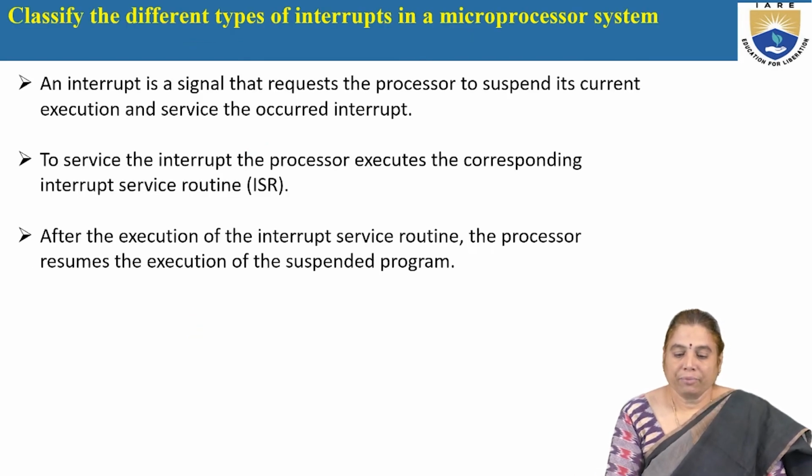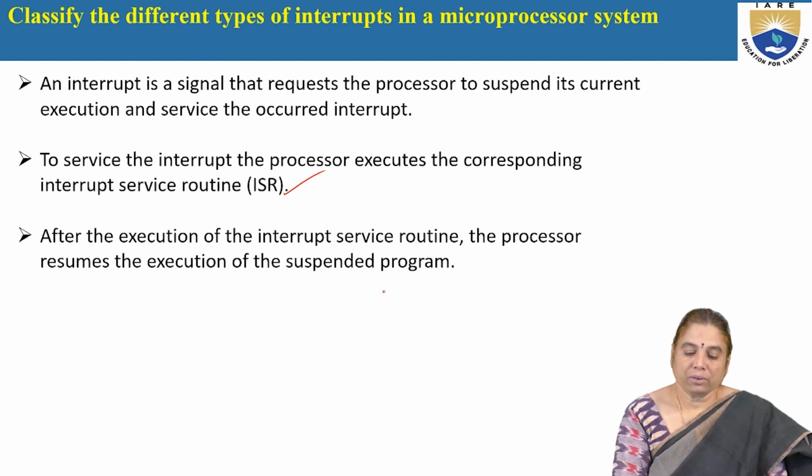Next, classify the different types of interrupts in a microprocessor system. An interrupt is a signal that requires the processor to suspend its current execution and service the occurred interrupt. The interrupt service routine is executed whenever an interrupt is raised. After execution of the interrupt service routine, the processor resumes the execution of the suspended program.